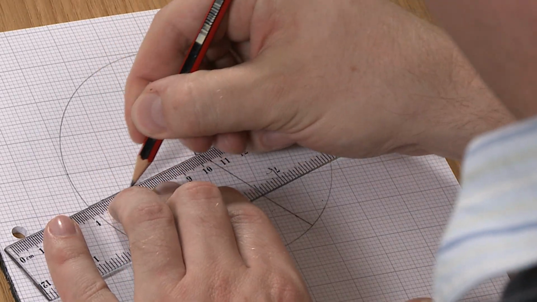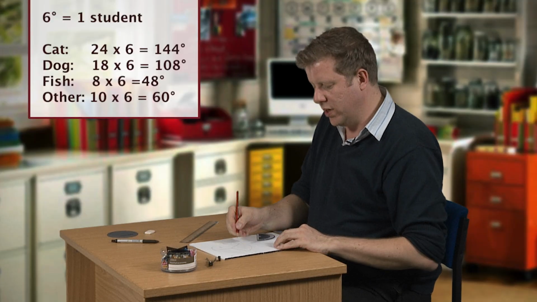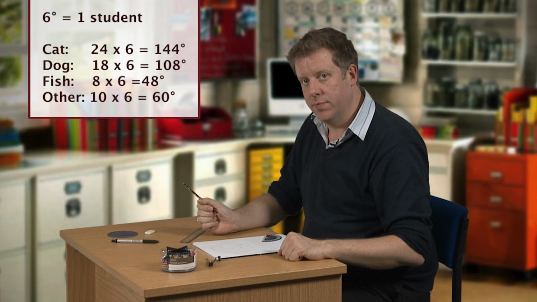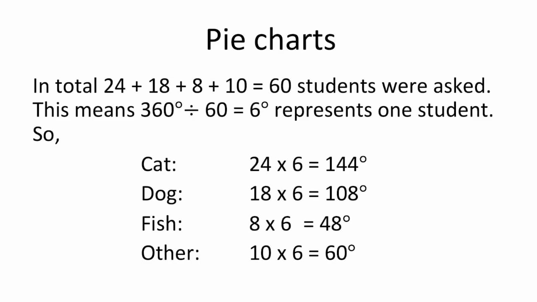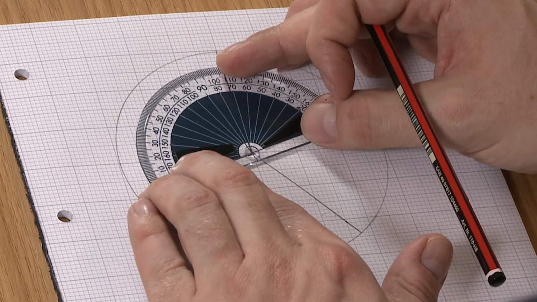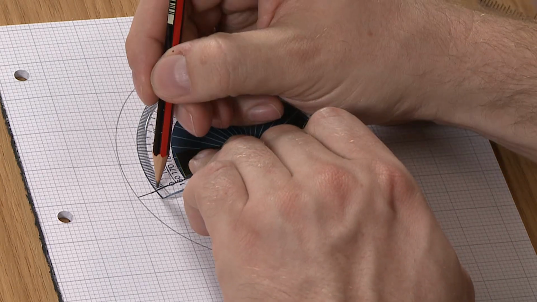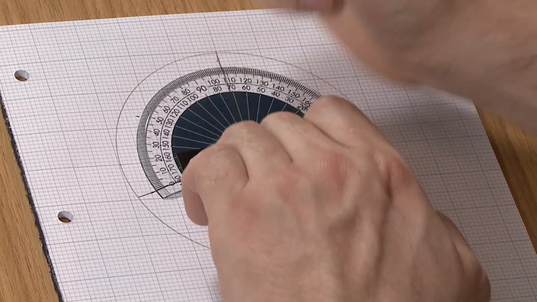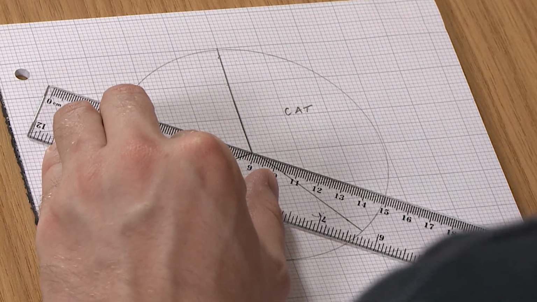Join the centre to the circumference, making sure it goes through that mark, and that is the 108 degrees that represents the dog owners. Next one we'll do are those people who have fish as pets, and they had an angle of 48 degrees. Once again, centre point there, 0 on that line we've just drawn, count around to 48, which is here, put the little mark, and then join them up as before.